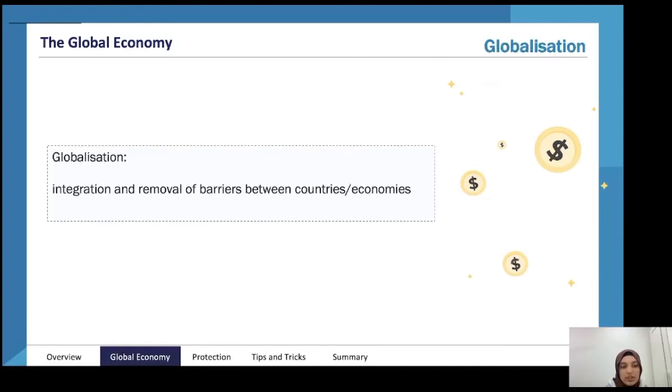So globalization, what does it refer to? Simply put, it's the integration and removal of barriers between countries and economies. So things like trade, free trade, different technology, transport, all of that, and financial flows all become more prevalent.